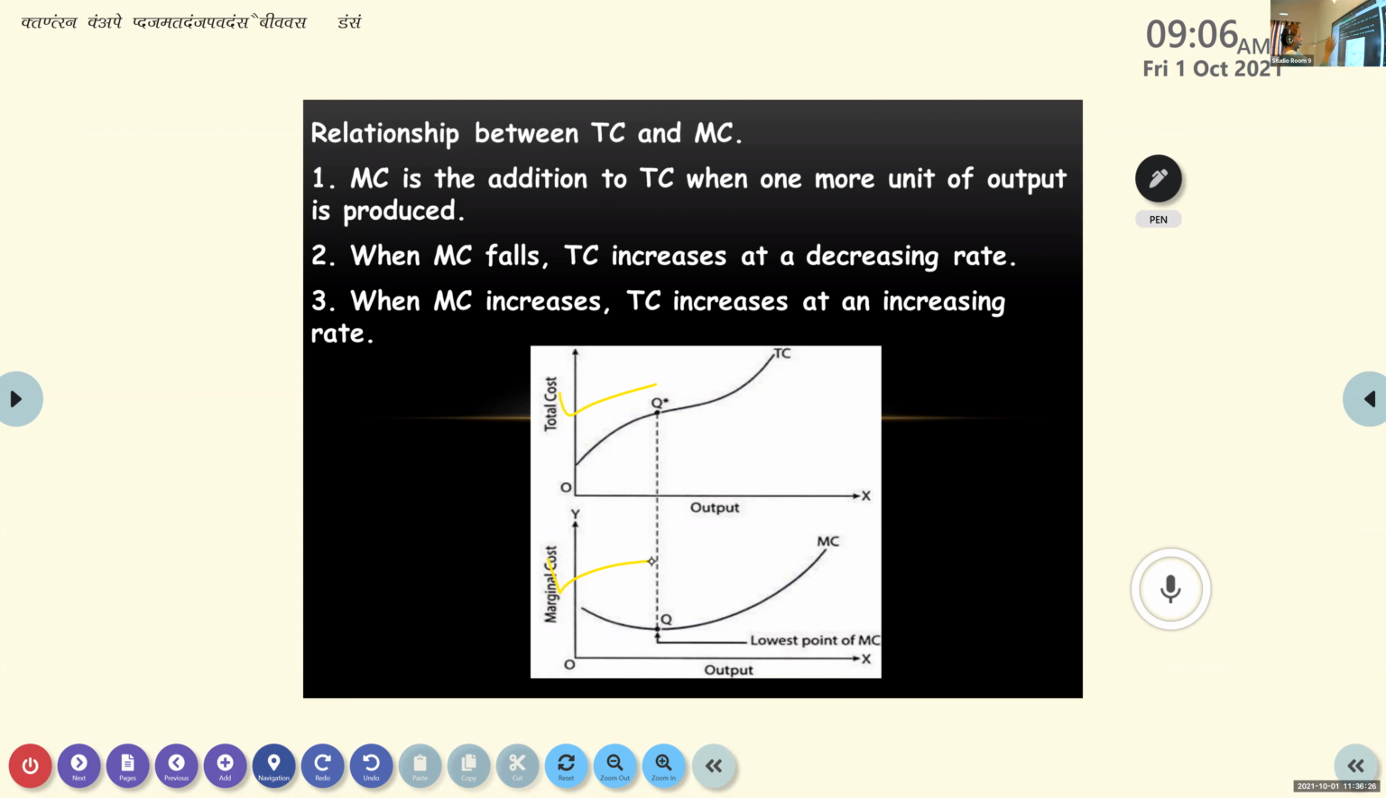Now here the relation, when MC falls, you can see till here MC is falling. When MC falls, TC, what is happening?